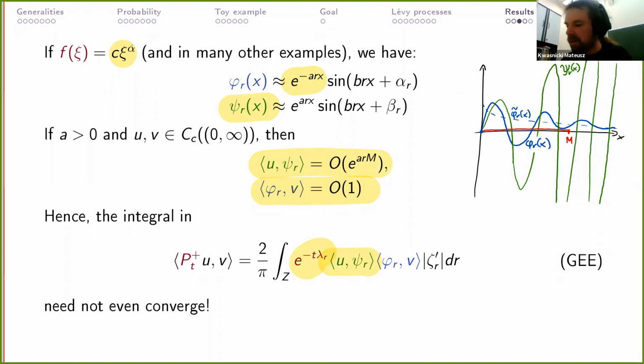So that means that for alpha less than 1, this is not really convergent for u and v which are compactly supported. And that's why we need the class of admissible functions. Admissible functions are precisely those functions for which we can prove that these integral expressions converge. And once we know they do, we can show that the result is true.